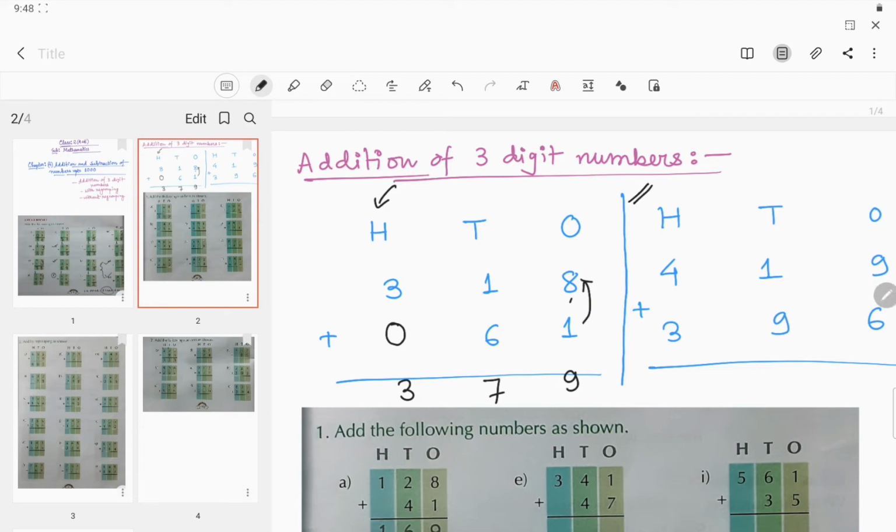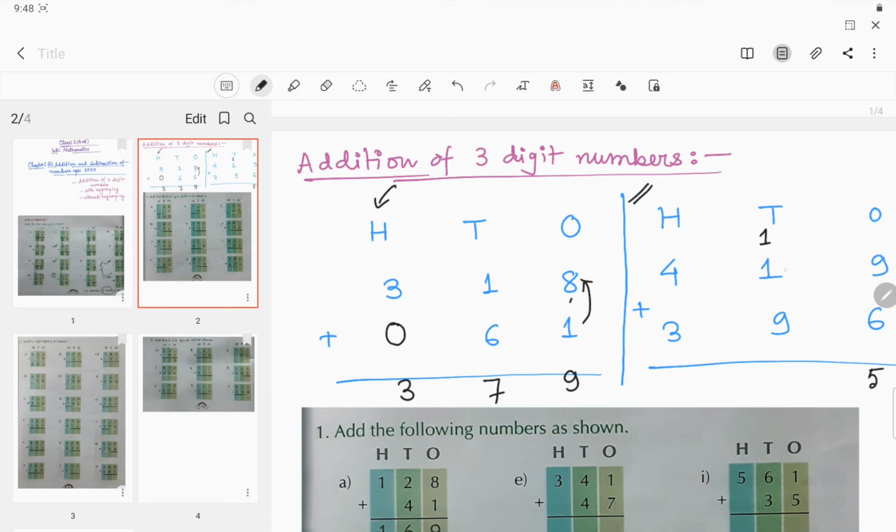The next example, here it is given 419 and it is adding with 396. The same logic will apply. You have to start from the ones place. But here 9 plus 6, 9 ones plus 6 ones means 15 ones. 15 ones means you have to put 5 here, and 15 ones means 1 tens 5 ones. So I have written 5 in the ones place, and 1 tens will be carried over. That means it will go to the next tens place.